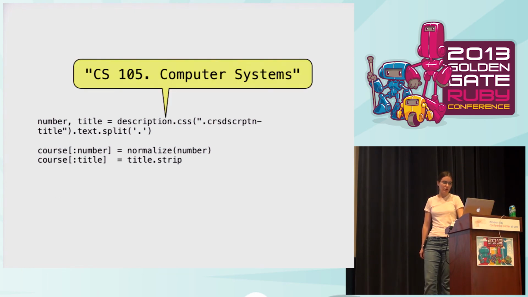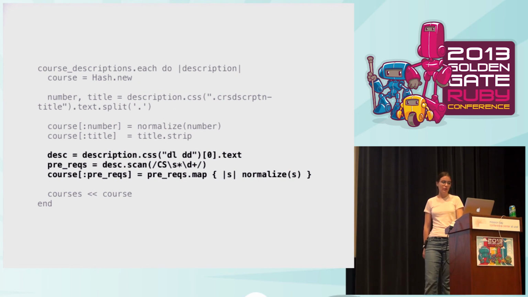And again, some CSS magic with Nokogiri to pull everything that matches course description title out, take the text of it, and then split it on the dot. So everything looks about like that call out on the page, CS105 dot space computer systems. So we're just going to split it on the dot into the CS105 and the computer systems parts. And then we save those off to our hash.